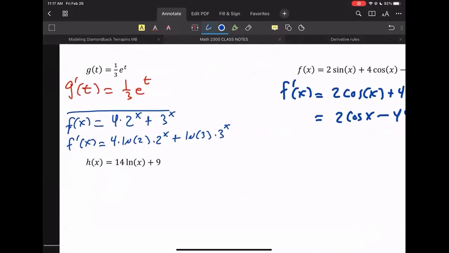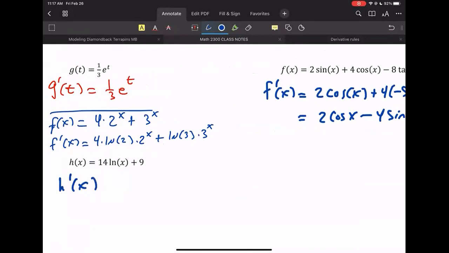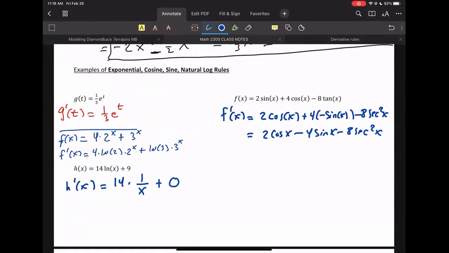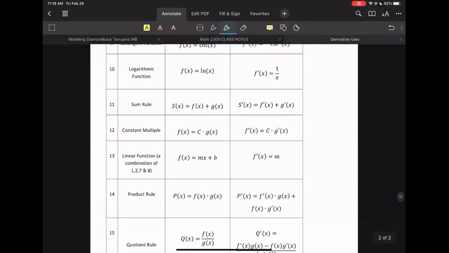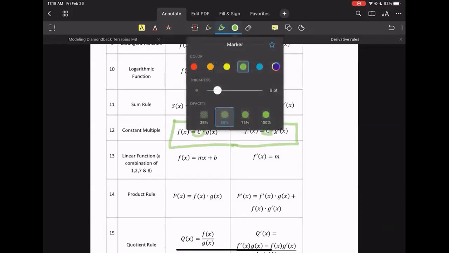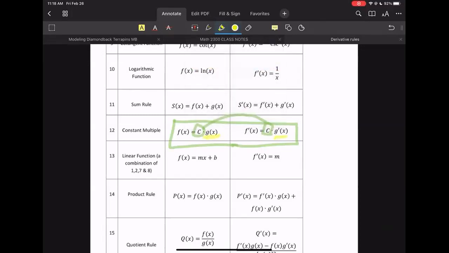If this is the one we're looking at, this becomes 1 over x, and the 9 is just a constant, so that becomes 0. Student: I thought the 14 became 0 as well as part of the natural log. It's multiplying the natural log, right? So when we're thinking about the derivative rules, when you have a constant in front of a function and you take the derivative, the constant just comes along for the ride, and then you take the derivative of the thing with the x in it.